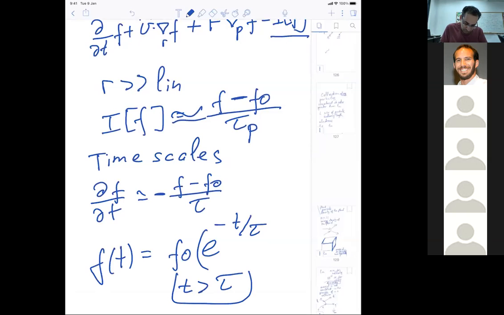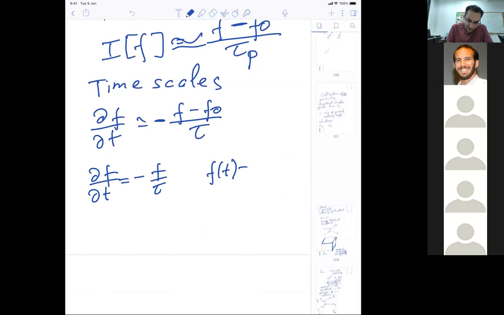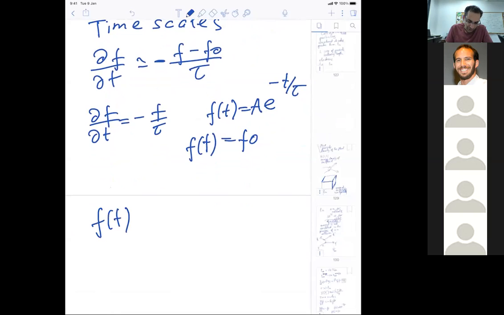Actually here, just a second, let me solve it properly. So let's solve this equation properly. It's a linear equation, so let's find the general solution. There is a homogeneous part, and the general solution f of t is a e to the power minus t over tau. Correct, that's the general solution of this. And we also need to find a solution of the non-homogeneous equation, and the specific solution will be f0. So altogether the equation has a solution which is f0 plus a e minus t divided by tau.